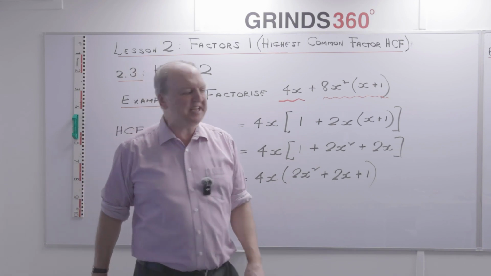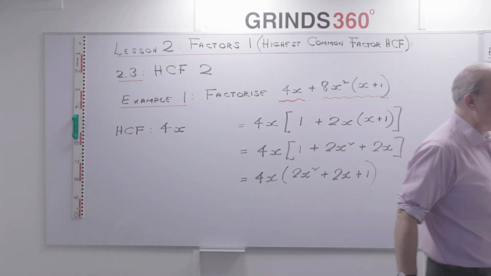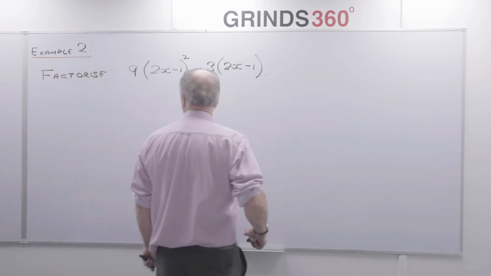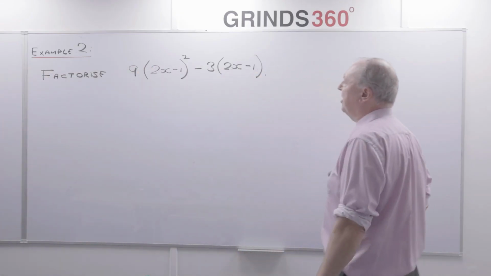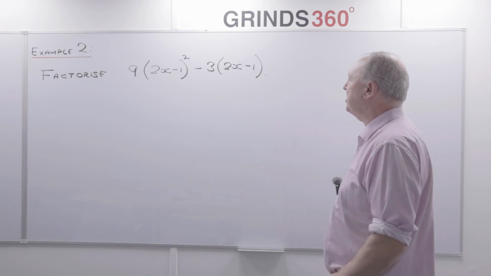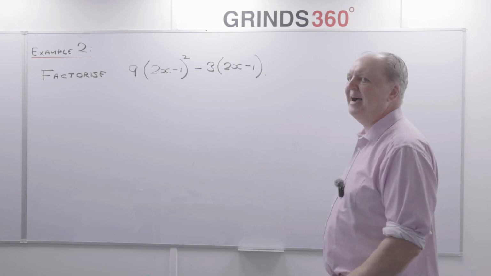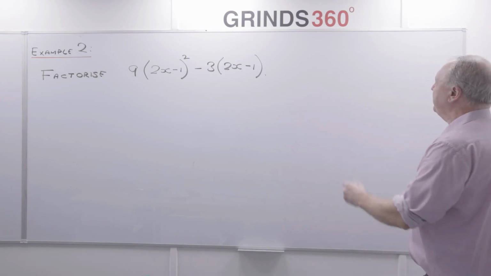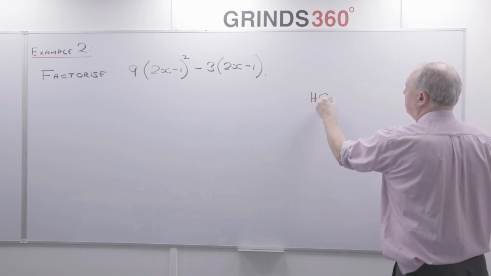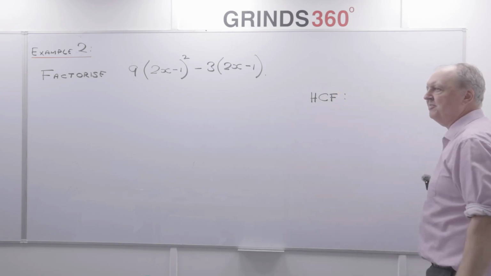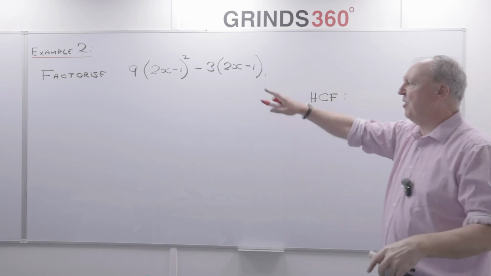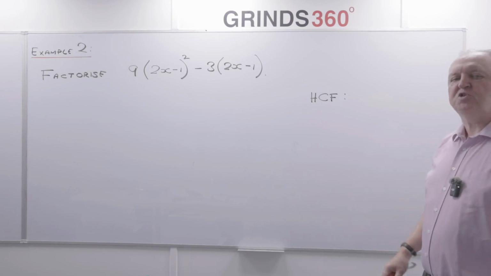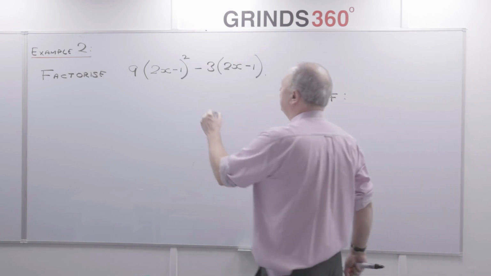Right, let's have a look at our second example. A little bit harder again. So here's example number 2. I want to factorize 9 times (2x minus 1) all squared minus 3 times (2x minus 1). Well, the first thing to do is identify my HCF. I'm writing it down separately here, but when you get slick at this, you just go ahead and do it. What are my two terms? Identify your two terms first of all. This here is my first term.